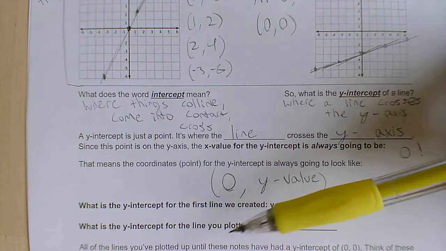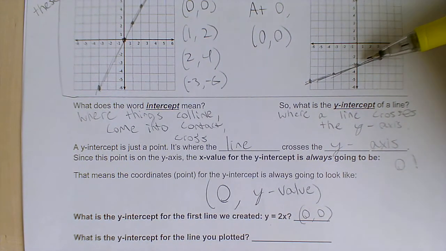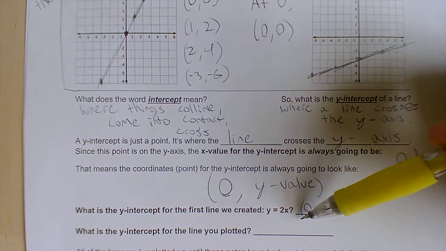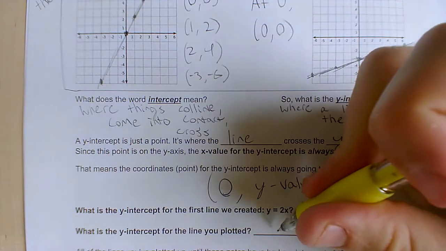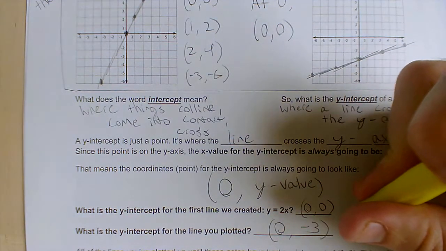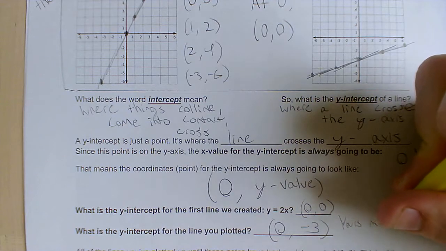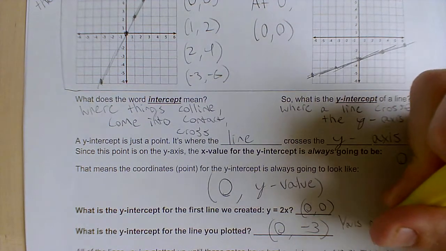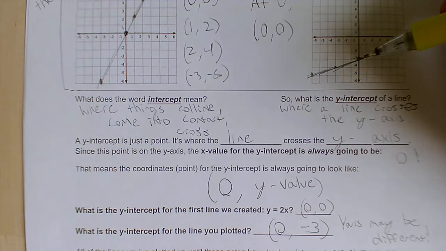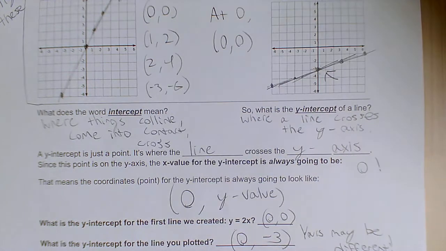Now, what is the y-intercept for the line you plotted? You're going to look up here at your picture at the top, figure out where your line crossed the y-axis, and make it a point down here. Mine was 0, -3. Yours may be different. And it's 0, -3 because that's the point where the line crosses.